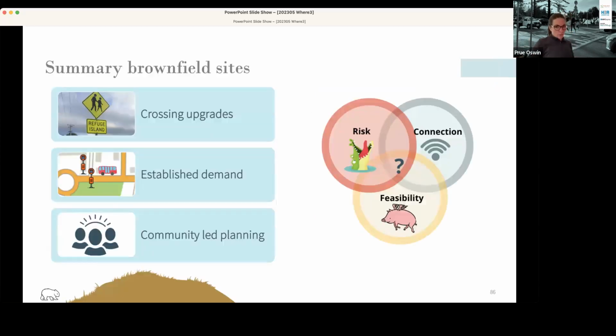A summary of brownfield sites. So we've got three different places there in terms of three different methodologies: crossing upgrades, looking at places with established demand, and then this community-led planning approach.